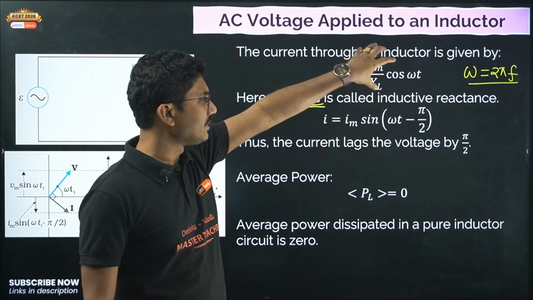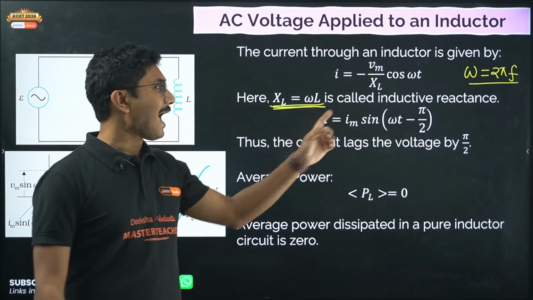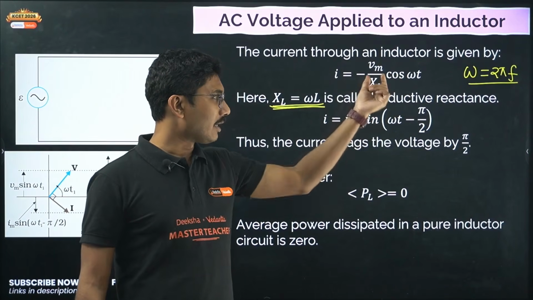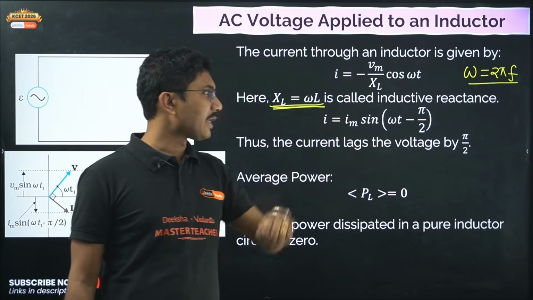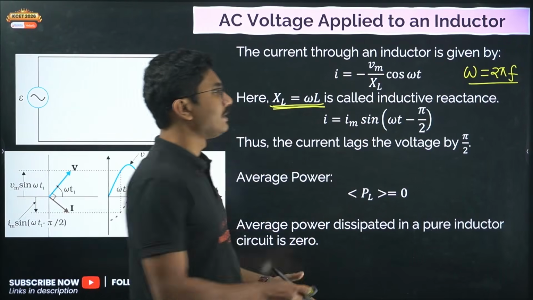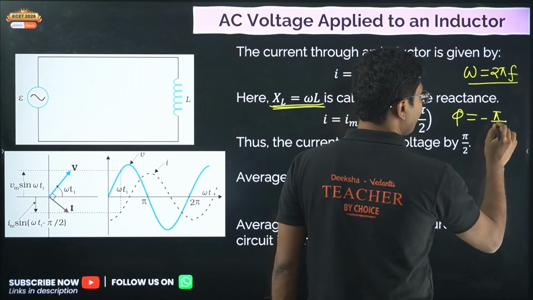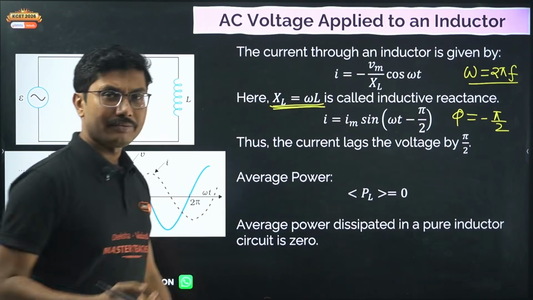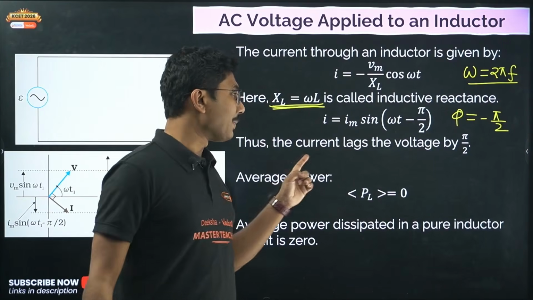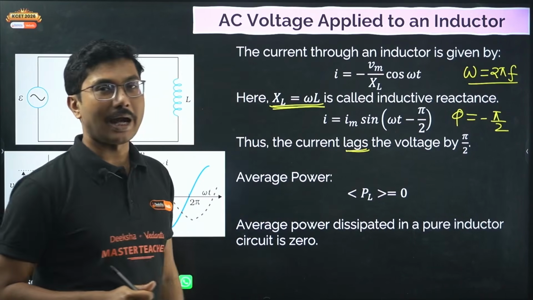So to rearrange this equation, you get Im equals Vm by XL, and minus cos omega t you can write as sin(omega t minus pi by 2). Okay, so this is the phase difference. So the phase difference here is minus pi by 2. So what is the meaning of negative pi by 2? Negative represents it is lagging. Current is lagging the voltage by pi by 2.